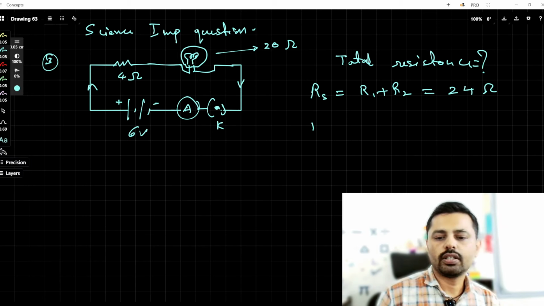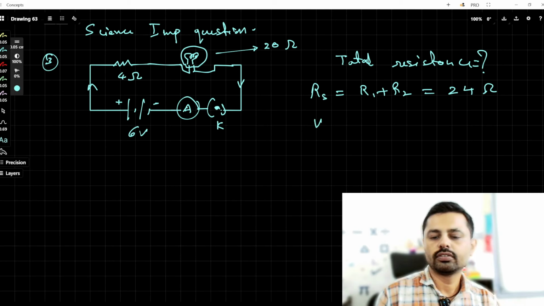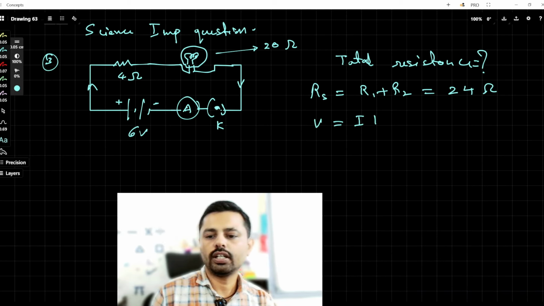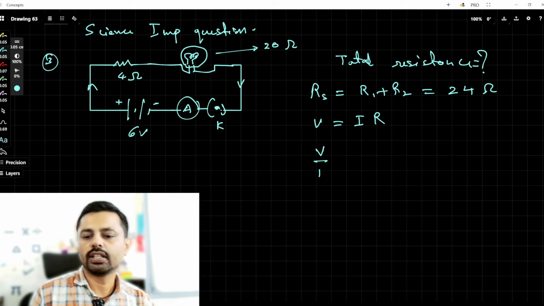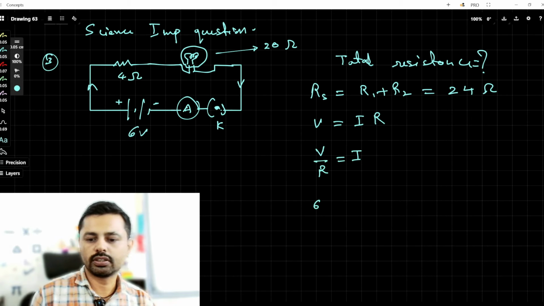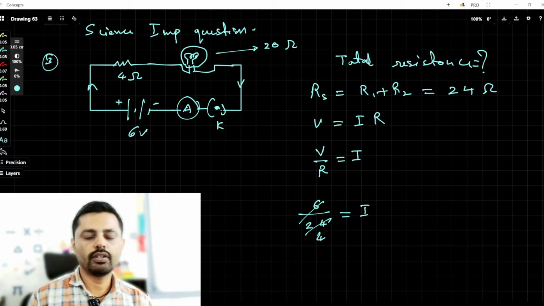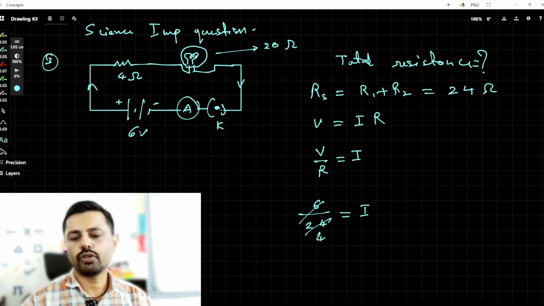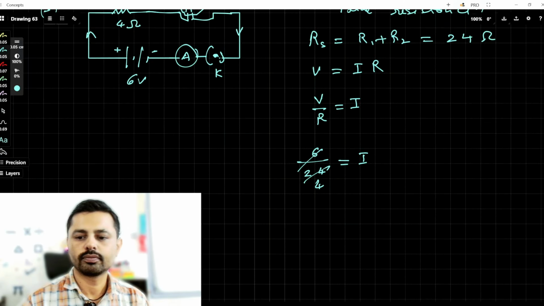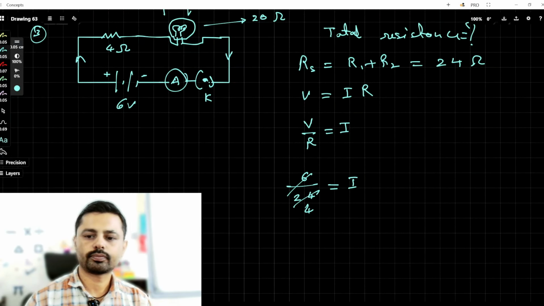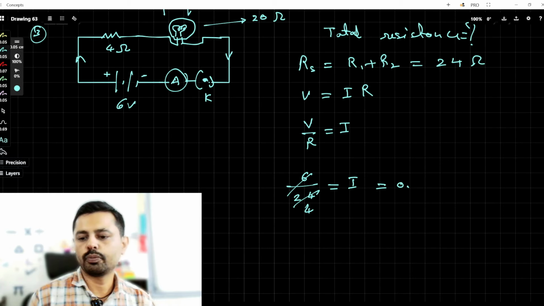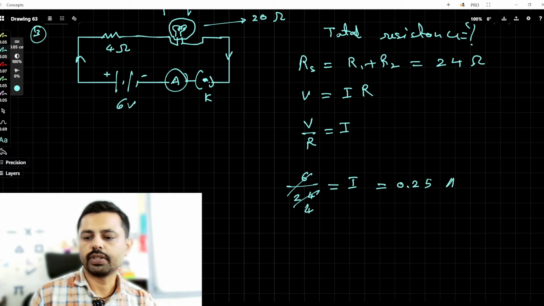V equals IR. So I equals V by R. So V equals how much? 6, and R equals 24. 6 by 24 equals I. That's 1 by 4 ampere. 1 by 4 means 0.25 ampere. I equals 0.25 ampere. Got it?